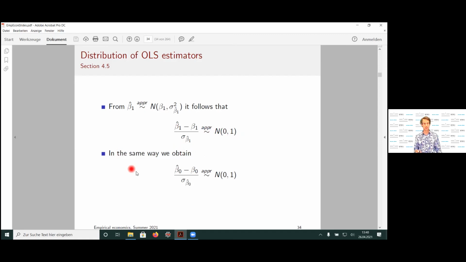And we can do the same thing for the intercept. Okay? So again, we can subtract the expectation, divide by the standard deviation, and what we would get is an approximate standard normal distribution. This is how far we wanted to get today.